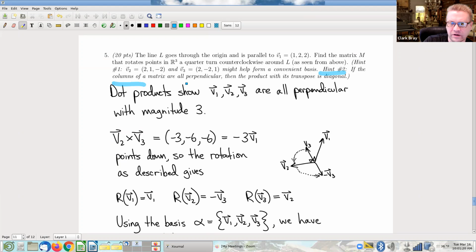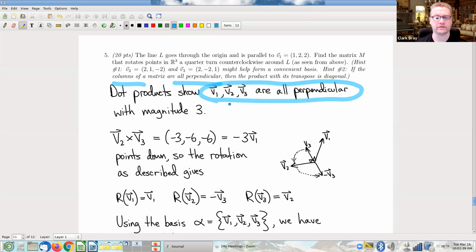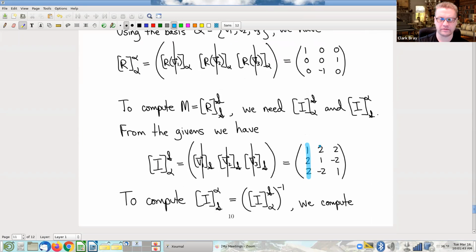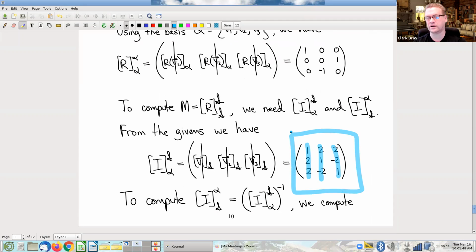If the columns are all perpendicular, then, which is interesting, why would that be? But the product with its transpose is diagonal. That's the big hint. Now let's notice, we already observed that these basis vectors are perpendicular. So having made them our columns here, indeed we have a matrix whose columns are all perpendicular to each other.